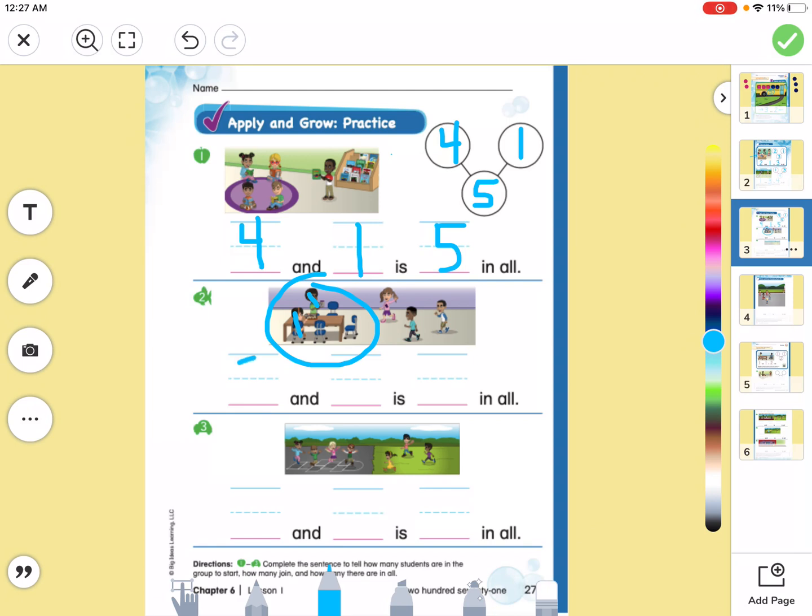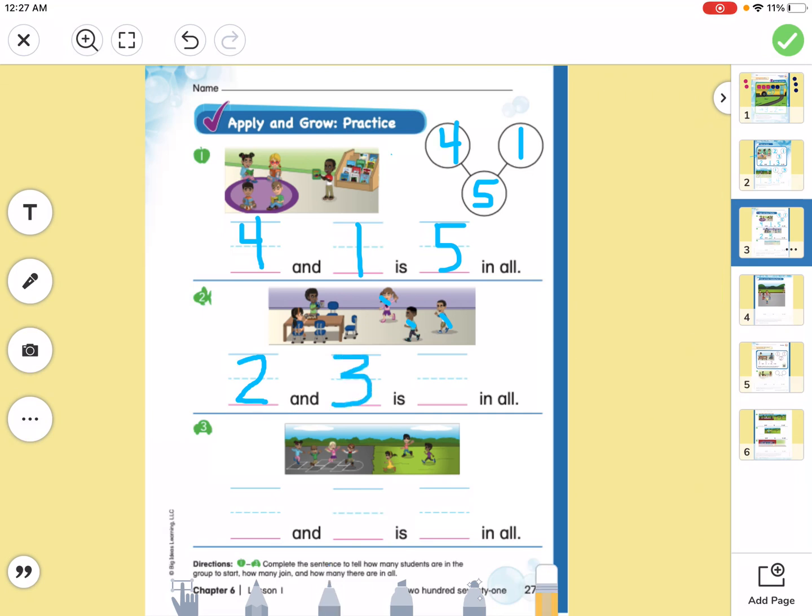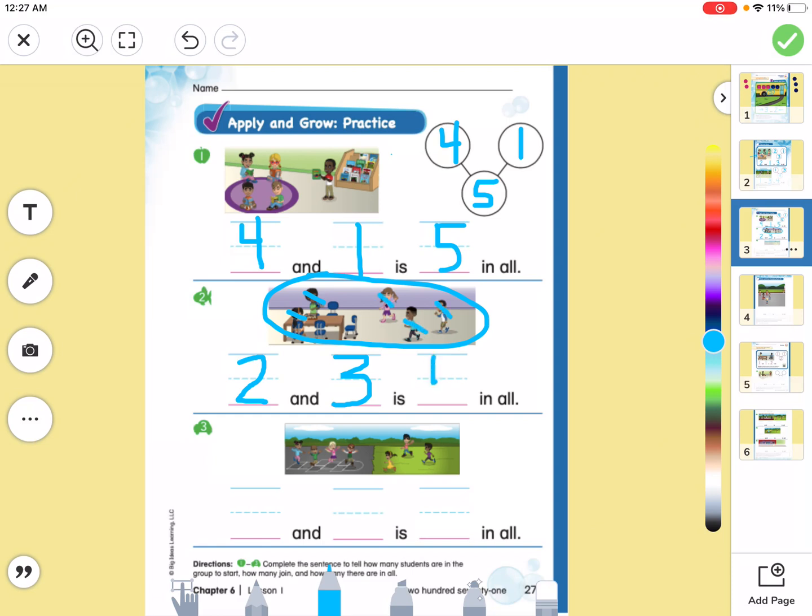So 2 students are sitting at the table. Okay, and how many are coming over to the table? 1, 2, 3. So 2 and 3 is how many in all? Let's count them all together. 1, 2, 3, 4, 5. So 2 and 3 is 5 in all. Okay, now let's look at the next one.